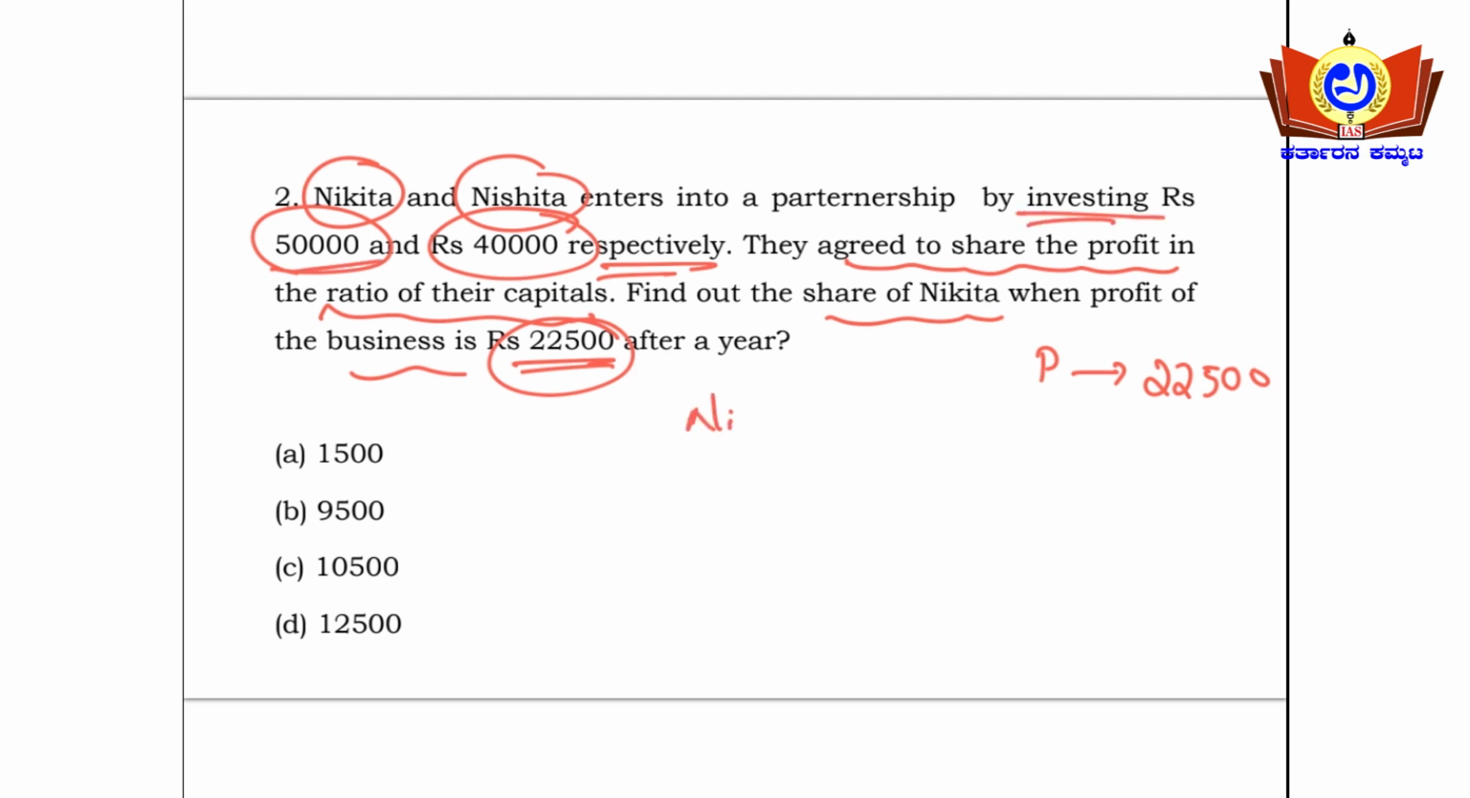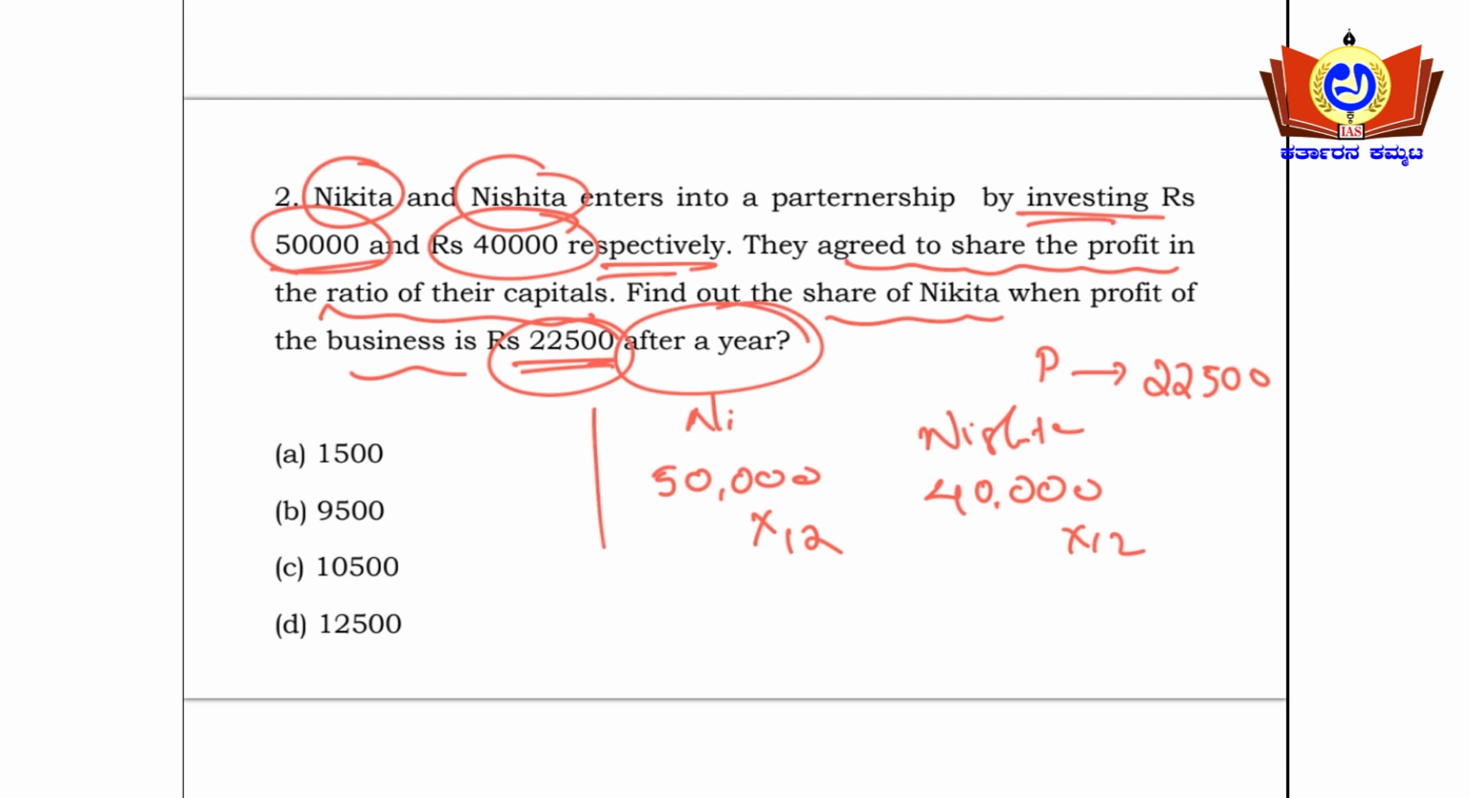What is Nikita's capital here? It is 50,000 and Nishita's is 40,000. Two different capitals. They agreed to share the profit in the ratio of their capitals. Find out the share of Nikita when the profit of the business is after a year. So both are starting the business from the initial stage, so into 12 and into 12. I'll be solving it on the next page.